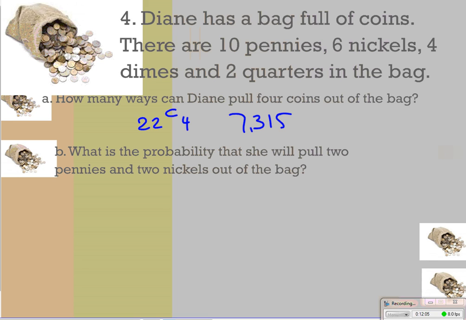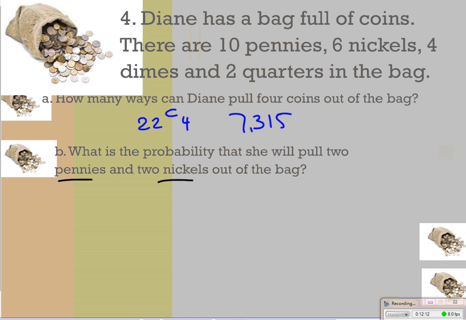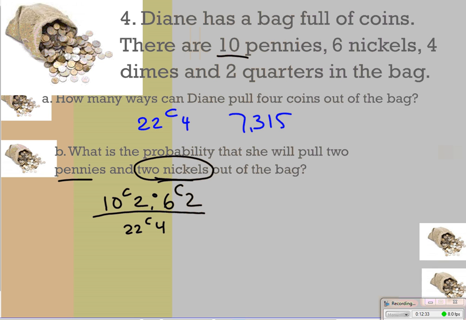So what's the probability she will pull 2 pennies and 2 nickels out of the bag? Well, she's got to pull exactly 2 pennies and exactly 2 nickels. But it doesn't matter which order they come in. But here's kind of how I represent that. I've got 10 pennies and I need 2 of them. So that's going to be 10 choose 2. I'm going to multiply that by the nickel situation. I've got 6 nickels and I need 2 of them. All that's going to be over my probability of 22 coins and 4 picked. So 22 choose 4.